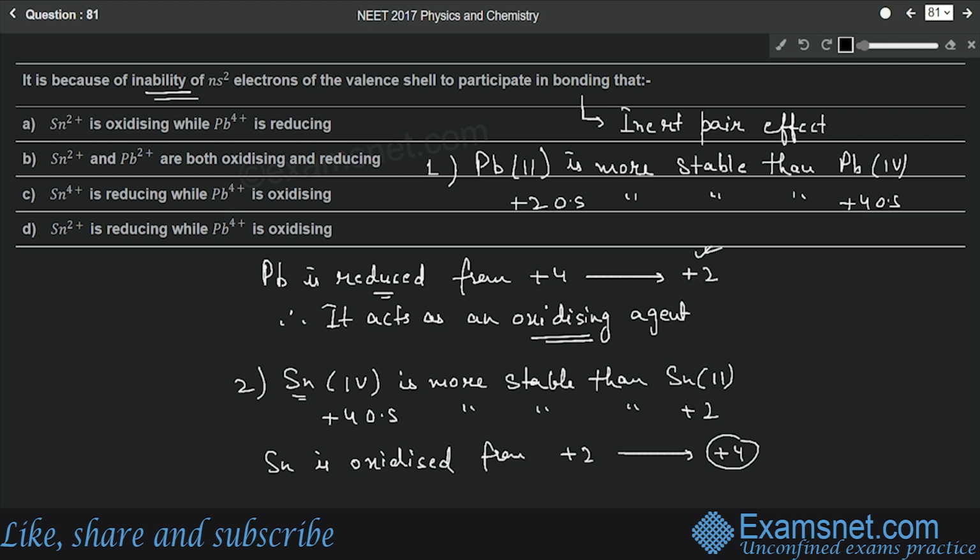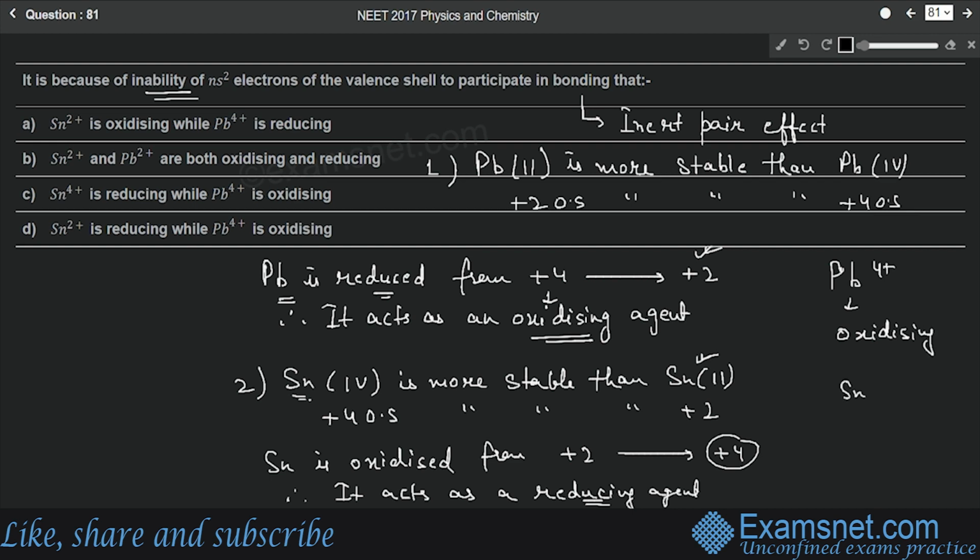Okay, now it is getting oxidized. That means it will act as a reducing agent for others. So from here we can see that Pb4+ is an oxidizing agent because it is getting reduced itself, whereas Sn2+ is reducing in nature. So the conclusion is that Pb4+ is getting reduced to Pb2+, right? That means it is oxidizing in nature, and Sn2+ is getting oxidized, so it is reducing in nature.